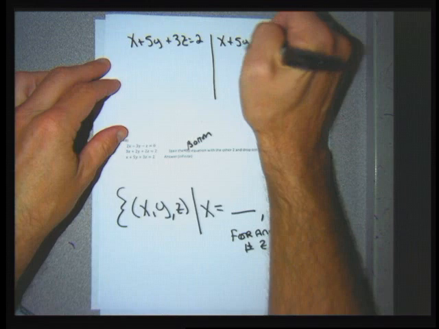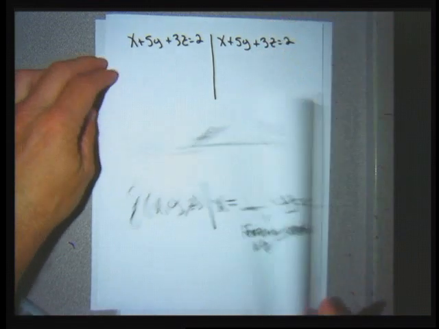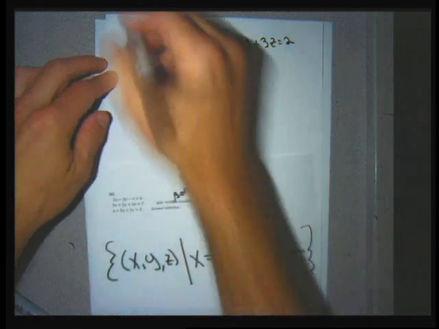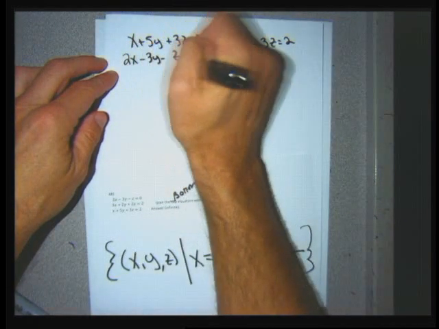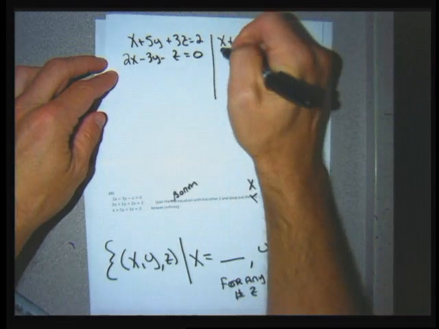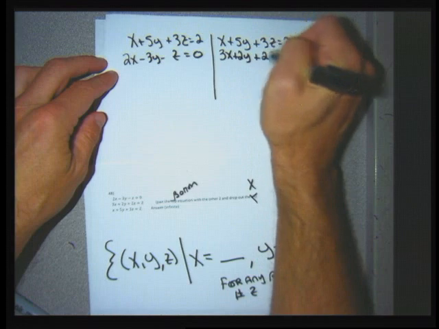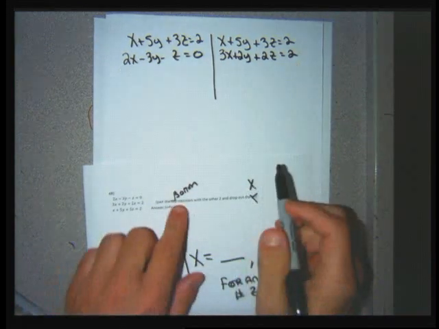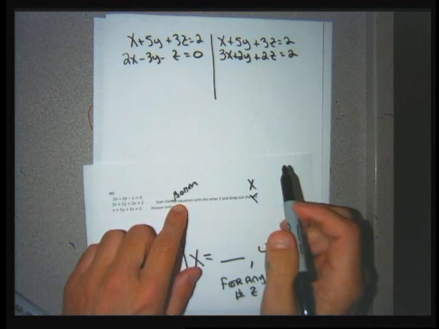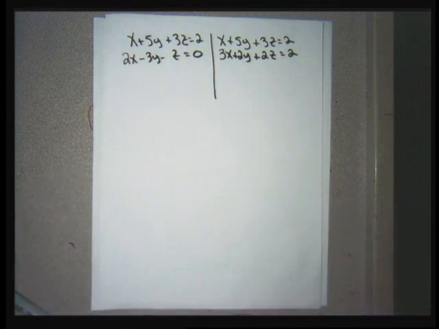So x plus 5y plus 3z equal to 2, written twice. Pairing it with the top equation, 2x minus 3y minus z equal to 0. Pairing it with the middle equation, 3x plus 2y plus 2z equal to 2. I'm going to drop out the x's. So my modified hint: pair the bottom with the other two and drop out the x's. My answer is going to look funky, but I'll get to that in a second.